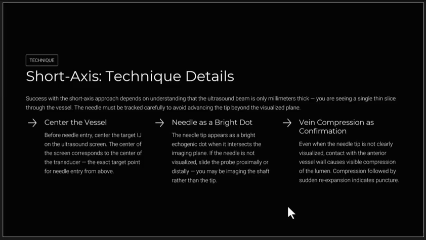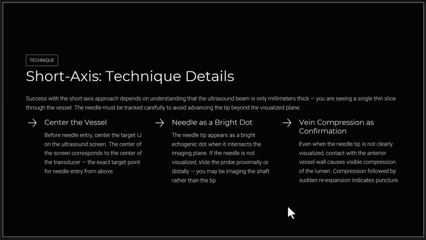Now, as you are sliding your transducer away and advancing your needle forward, once that needle tip comes into contact with the IJ, you should see some compression of the IJ wall to let you know that you are about to enter the lumen of the vessel. So remember, the needle must be tracked carefully to avoid advancing the tip beyond the visualized plane.